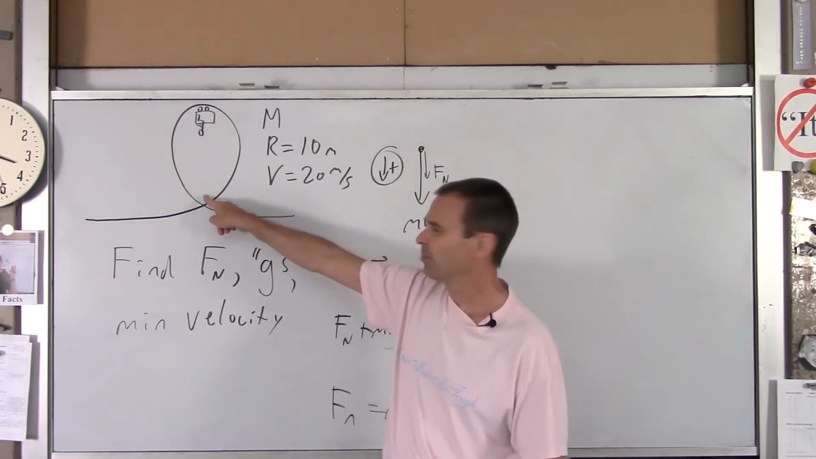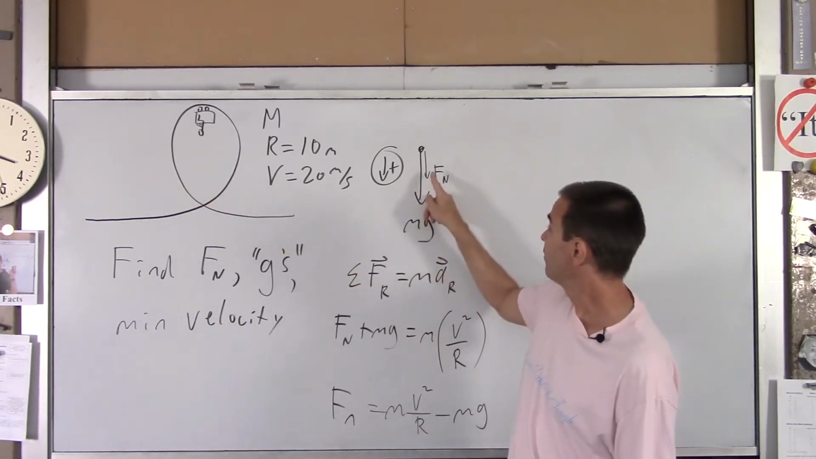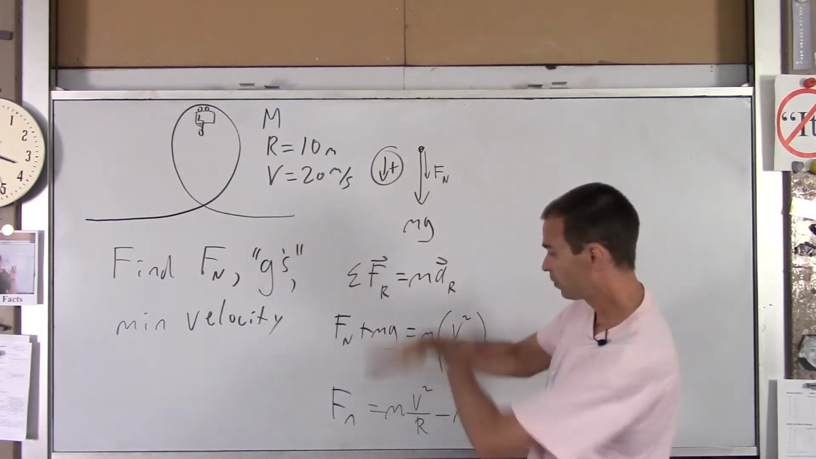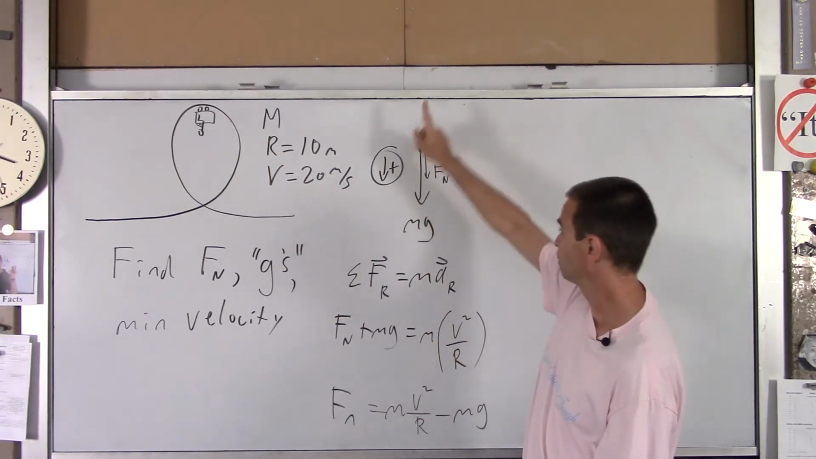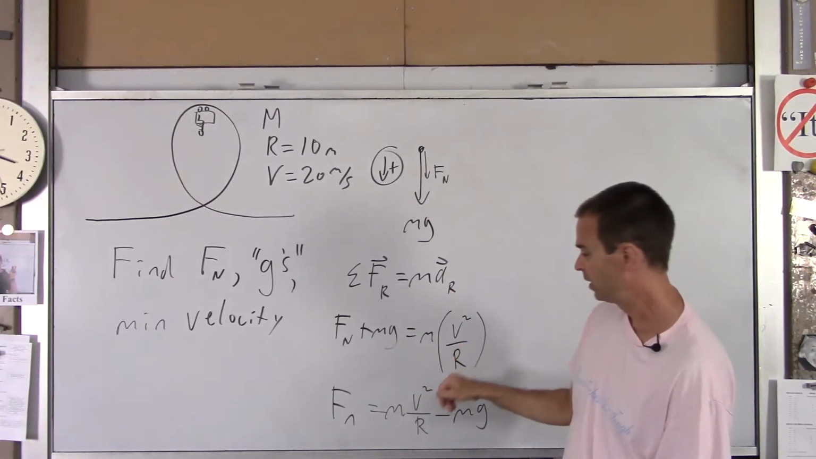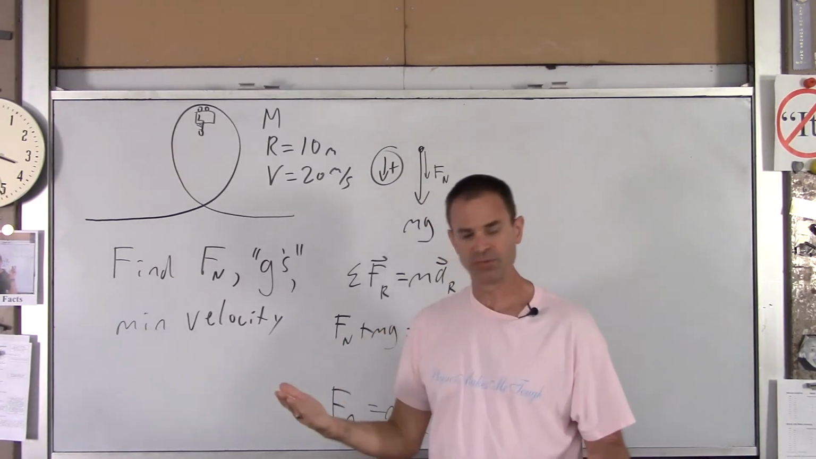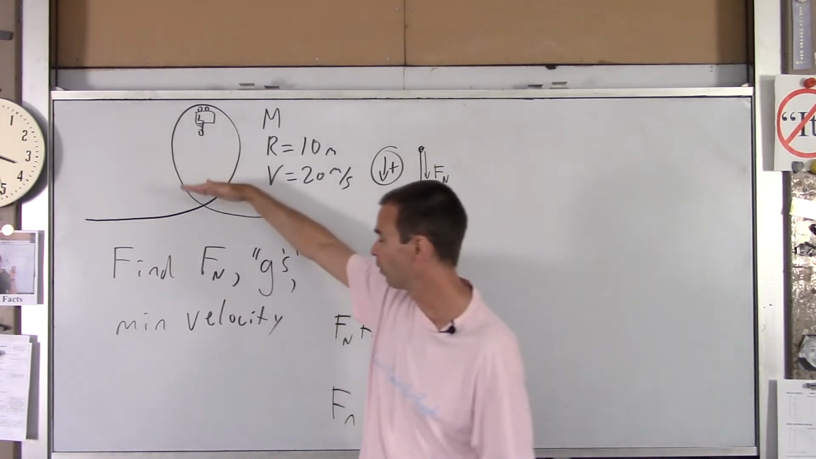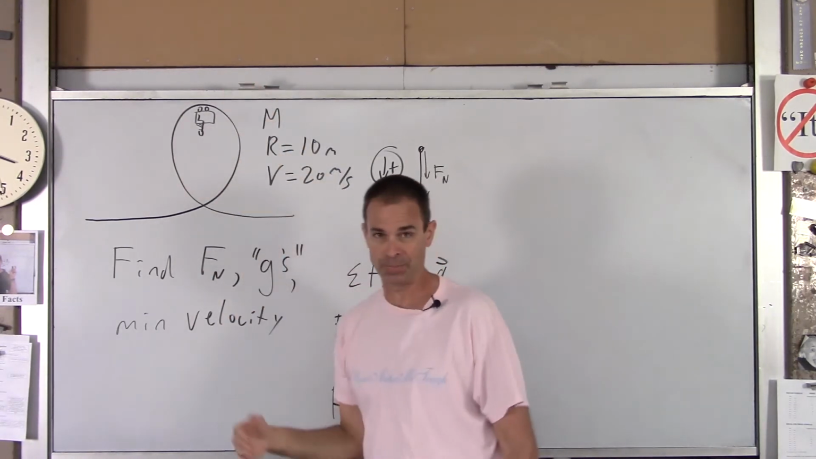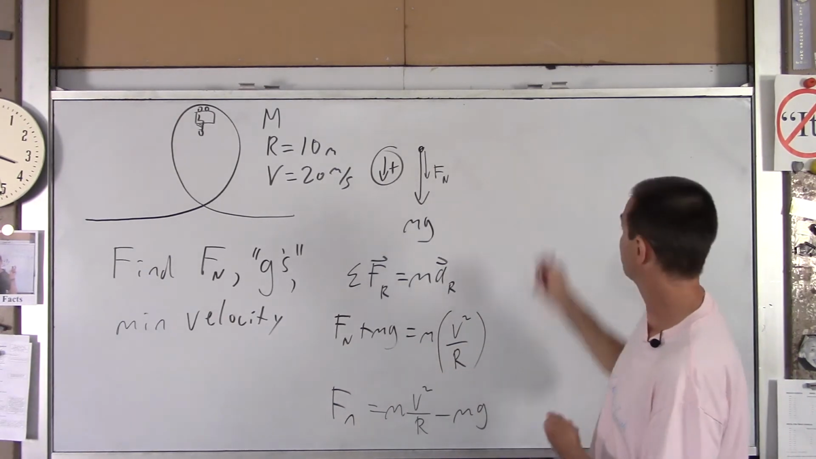If you're at the bottom of the loop, just as an aside, then Fn would point up, and up would be positive, so this equation would change. You would say Fn minus mg equals m v squared over r, and then Fn would be this plus mg. I'm sure if you've ridden a ride like this before, you always feel more pressure down here than you do up there. You feel heavier down here than you do up there, and this is the physics of why. Now, as far as our numbers go, we'll plug them in.